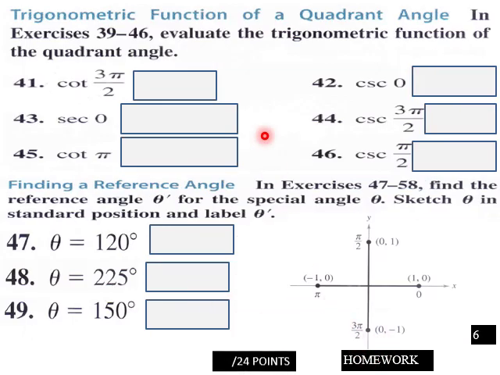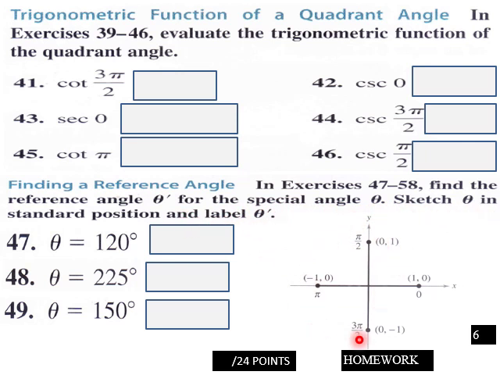Page 6, evaluate the trig functions of the quadrant angles here. So evaluate the trig function of this quadrant angle here, cotangent, etc. And then reference angle. Find the reference angle theta prime for the special angle theta. Sketch theta in standard position and label it.